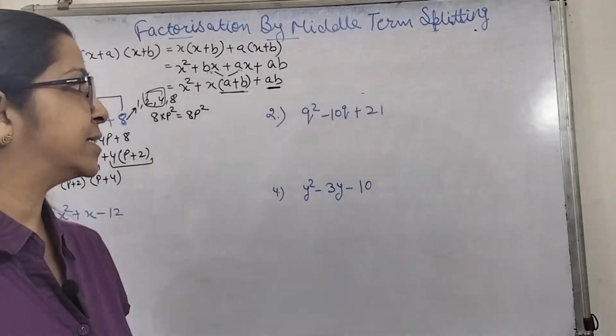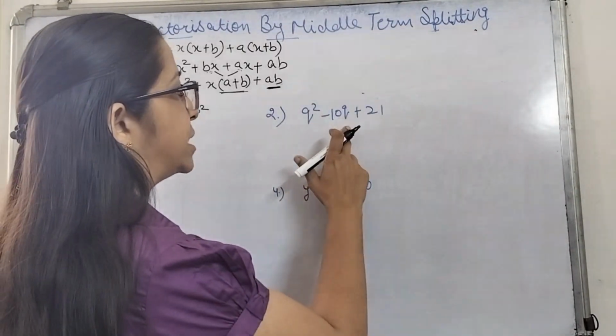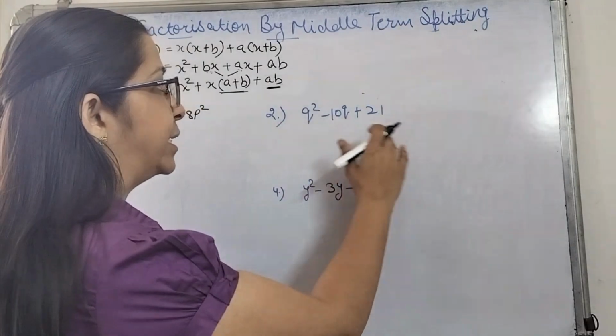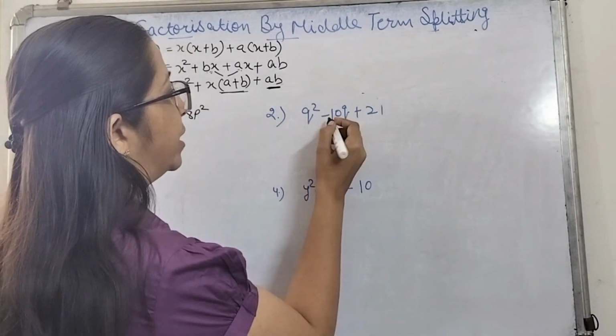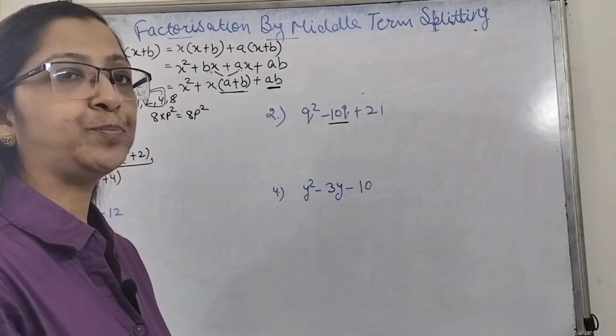Now let's take another example. It is q square minus 10q plus 21. Again, it is already arranged in descending order of the degree. Now we can see over here the middle term is minus 10q.